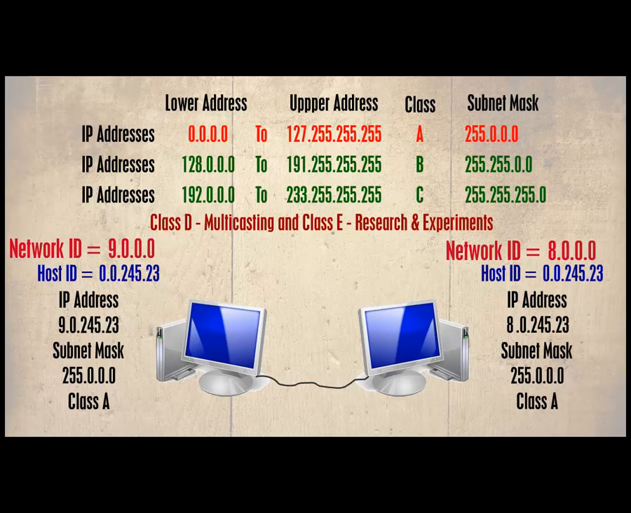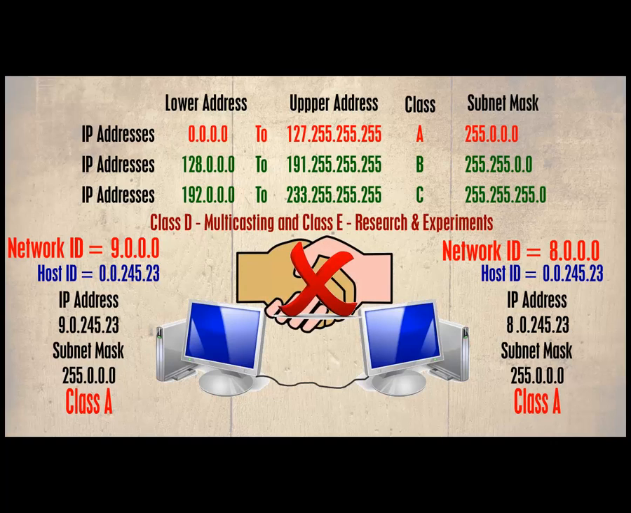00.245.23. Once again, will they be able to communicate? The answer is no, because although they are both class A networks, the IDs are different. One is 9000 and the other is 8000. We did say earlier that no two hosts should have the same name or address. Look at the host IDs. They are both 00.245.23.